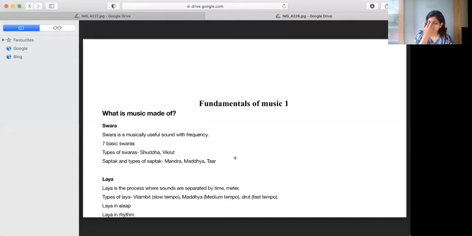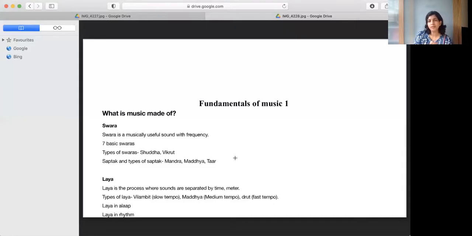And similarly, when it is just swar, without any laya, without any momentum, without any speed. Speed does not have to be fast always, tempo I would say. If it is swar without any tempo, then it can become lifeless sometimes if it is only swar and no laya in it. So it has to be a combination of both.